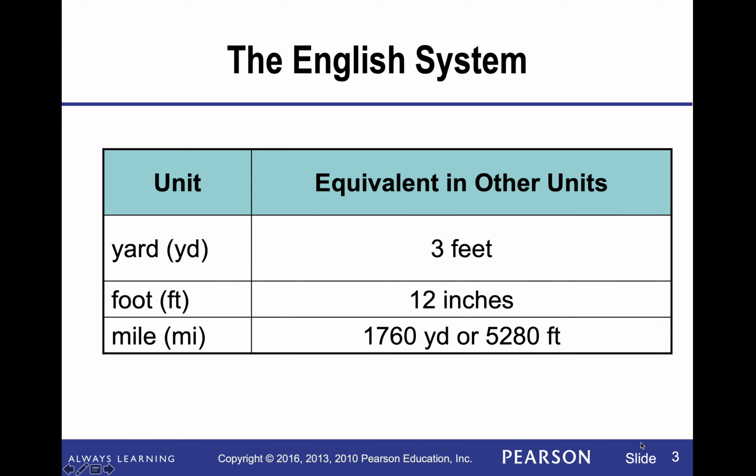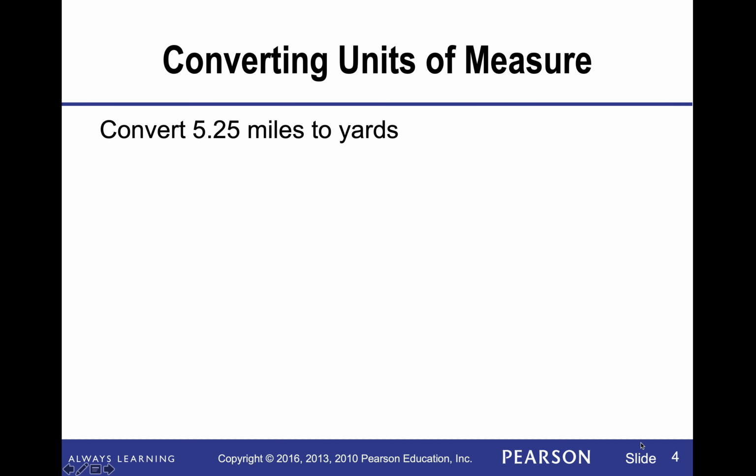The English system is a system where we tend to measure in yards, foot or feet, and then miles. This is the equivalence that we use: 1 yard is 3 feet, 1 foot is 12 inches, and then 1 mile is 1,760 yards or 5,280 feet.